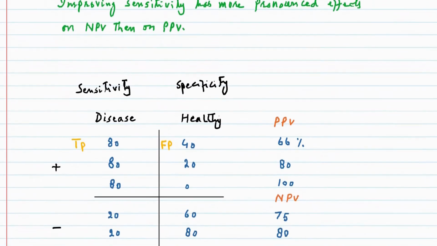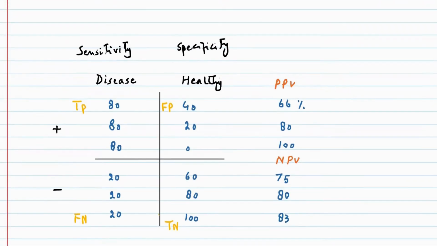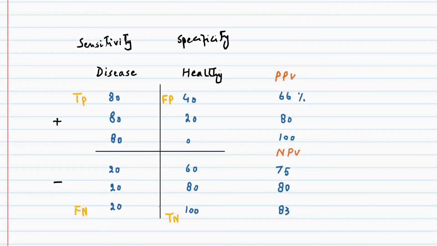Similarly, if we keep the sensitivity of test constant, increase in specificity will lead to corresponding increase in positive predictive value. And when the specificity of test reaches to 100%, the positive predictive value also becomes 100%. There is some increase in negative predictive value, but this is not as marked as is in case of positive predictive value.